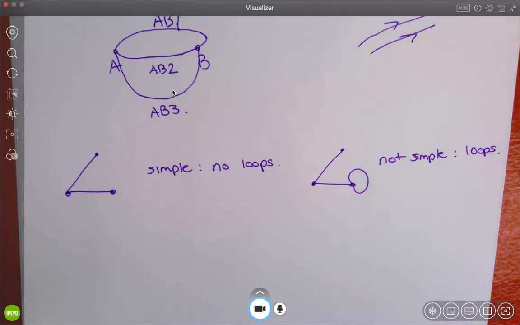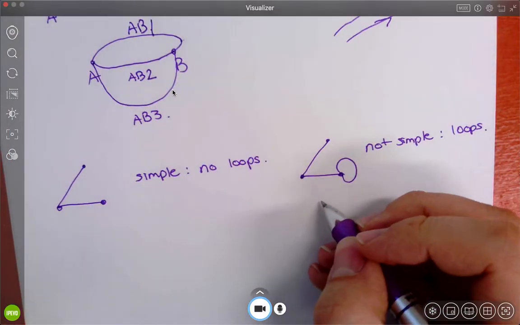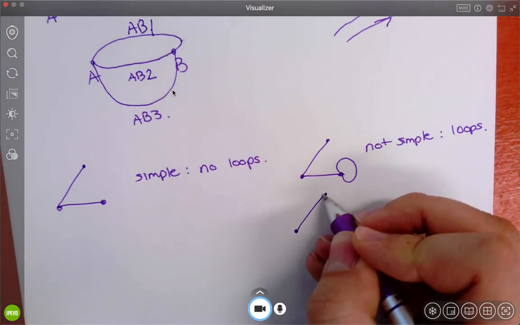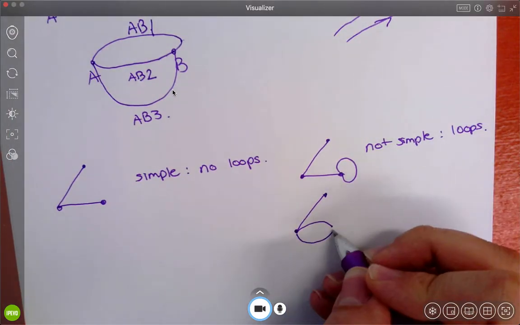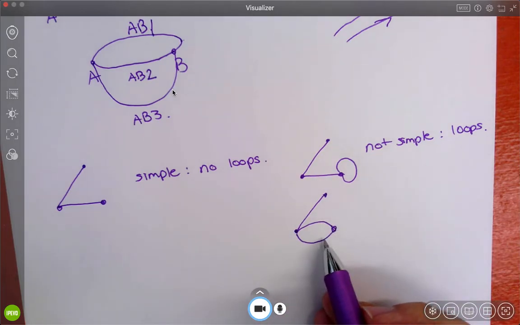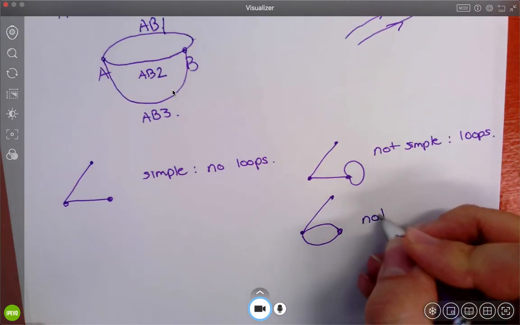Okay? The reason why we're doing simple and not simple with respect to parallel is that there's also this example here, right? If you have parallel lines here, this is also considered not simple.